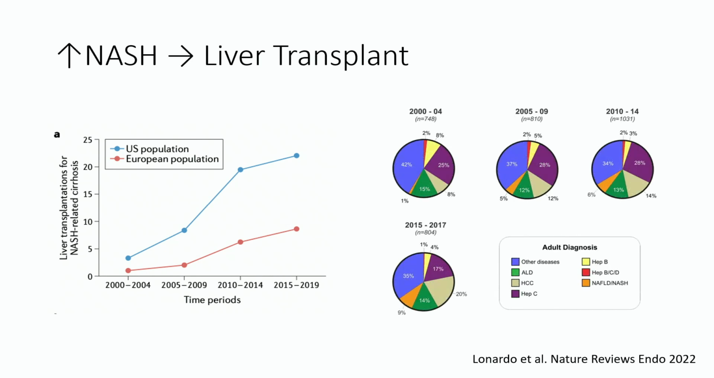Now, obviously in transplant, that's a multifactorial issue. Fatty liver disease and NASH cirrhosis is becoming more common, but also the number of people needing transplant is changing. The proportion of people needing transplant is changing.